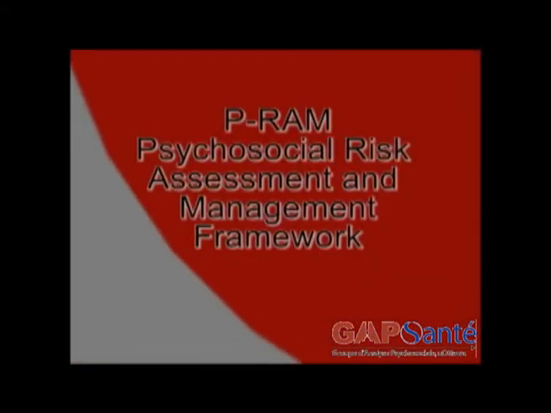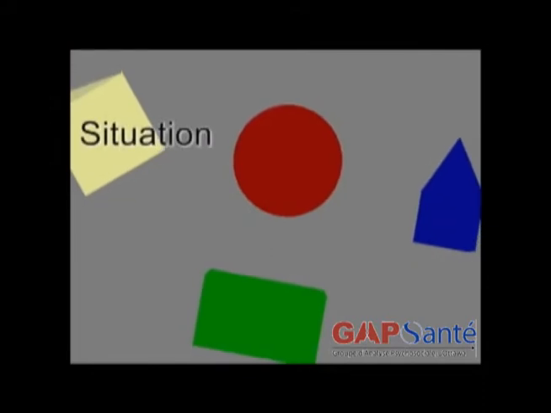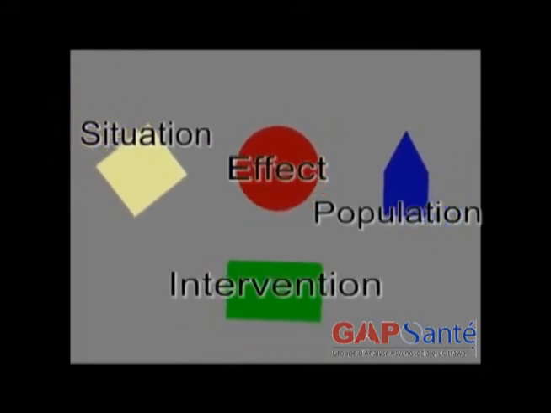The psychosocial risk assessment and management framework is an all-hazards approach to planning for emergency situations. It identifies 4 elements: the situation, the population, the effects, and the interventions. Now let's examine how these 4 elements interact with one another.